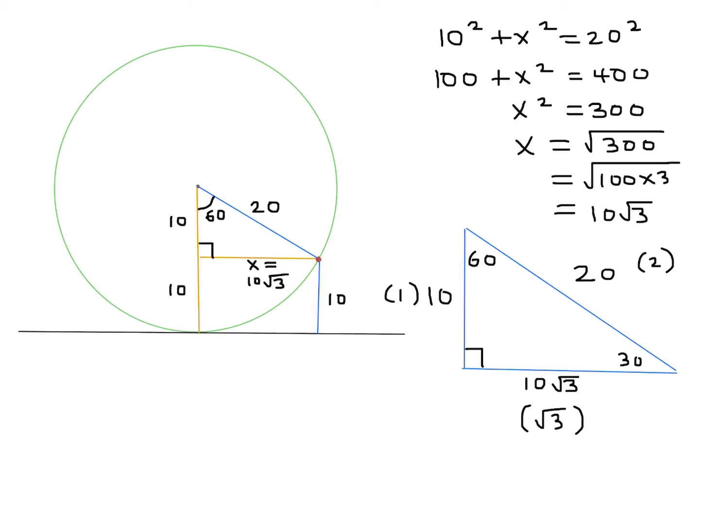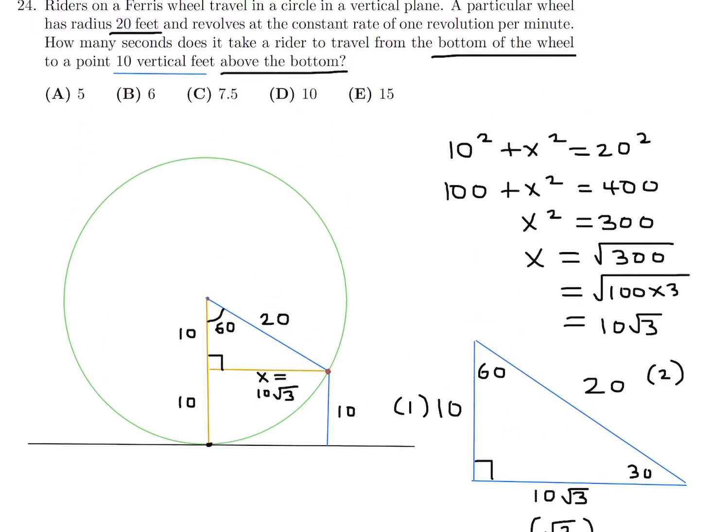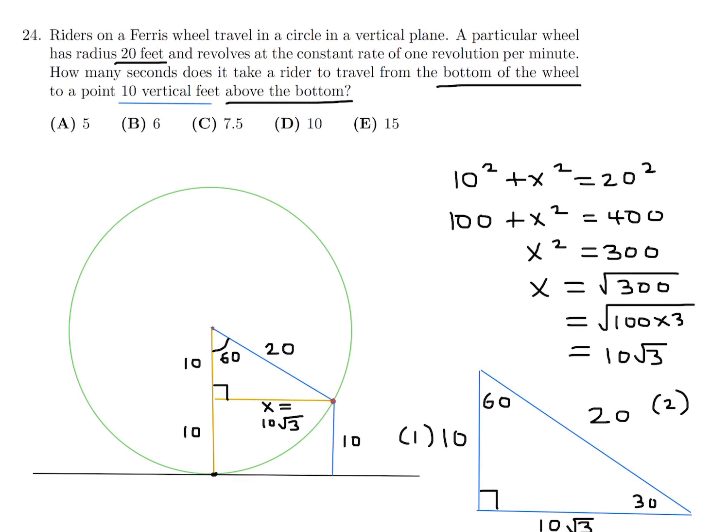And therefore, when he is going from the bottom right there till that red dot, he has to travel 60 degrees in terms of the radius and the circle. Correct? Because he's going from the bottom of the wheel to a point 10 vertical feet above the bottom. So here's the bottom of the wheel right there, and he's going from that point till this red dot. And to do that, this radius has to essentially swing 60 degrees. All right?